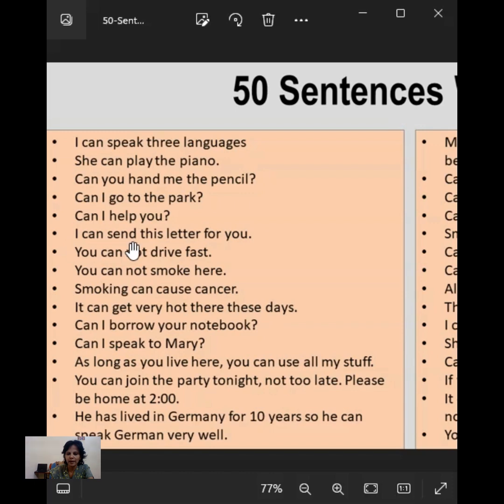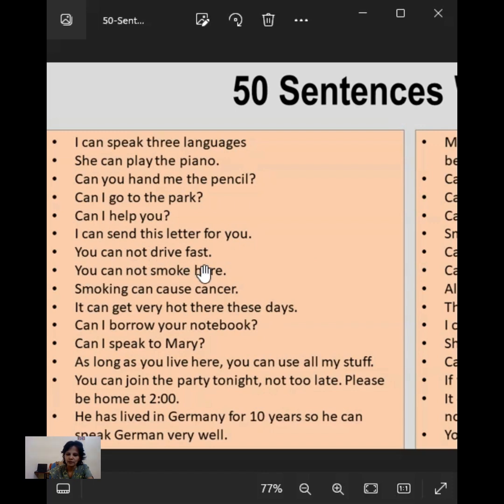And next one, I can send this letter for you. This person is telling you, if you need, I am able to send it. There is that possibility. He has the rights and all, so he can send. There is a possibility of sending, so he will be able to do this for you.